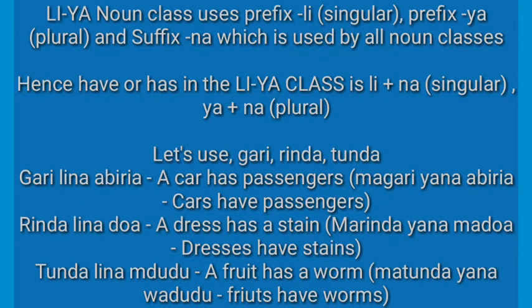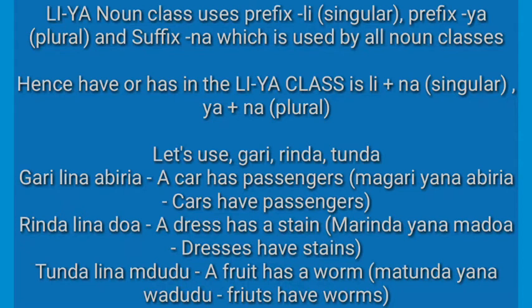The LI-YA noun class uses the prefix li for singular and ya for plural, and the suffix na, which is used by all the noun classes. Hence, have or has in the LI-YA noun class is li plus na to make lina for singular, and ya plus na to make yana for plural.